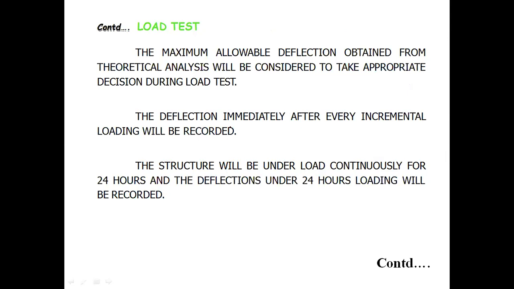Okay, these are all things to be followed, and the structure will be under load continuously for 24 hours, and the deflection under 24 hours of loading will be recorded. So you can't take the deflection values whenever the load is applied. You have to apply that load for a long period, like 24 hours. Then you can take the deflectometer readings. So whenever you apply the load, if you take a reading, that reading won't be the final. You have to wait till the load is constant on that particular structure for 24 hours. And you have to record the deflections continuously over the time interval.